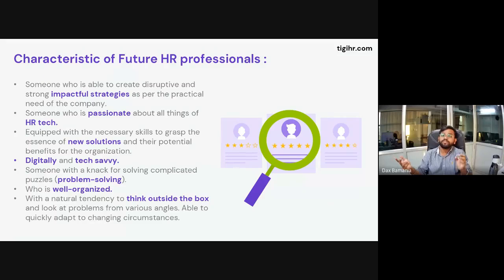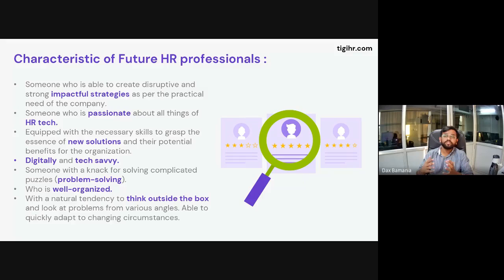Someone who is passionate about HR technology. See, there is a lot of technology in the future. As of now, there are lots of software for HR management, or HRM. But very few are actually useful for us in our life, like in the resource planning of the company. So we need to be updated with the technology as well, and we need to identify the right technology for our company's needs. Then equip it with the necessary skills to grasp the essentials of the new solution that benefits the organization.